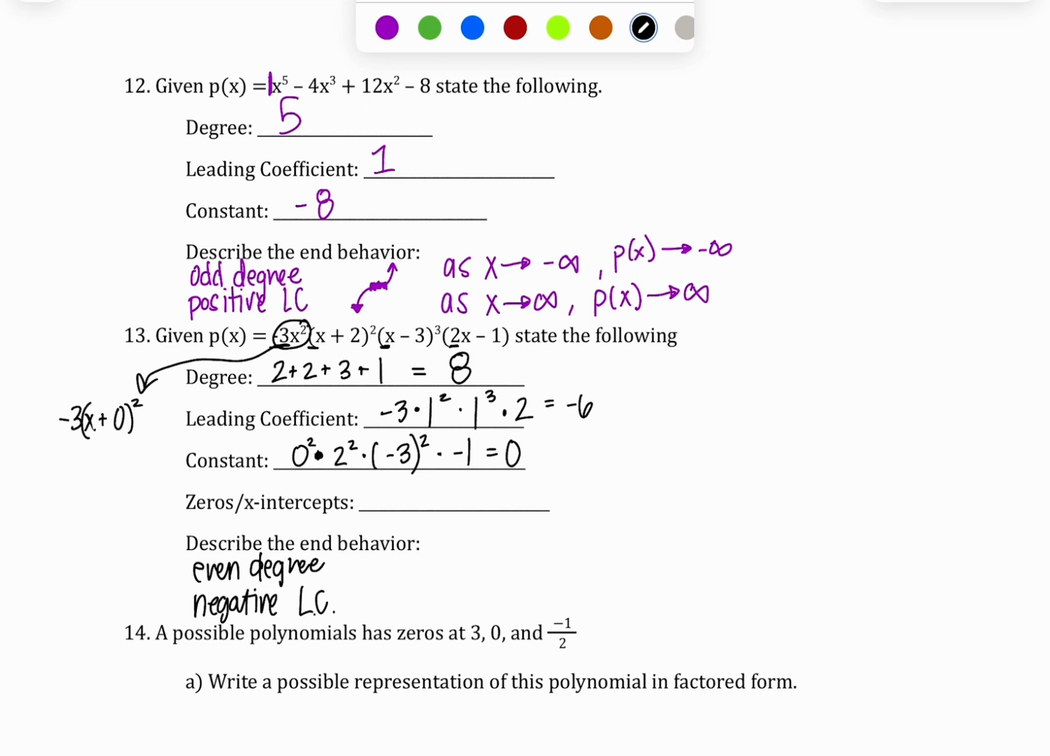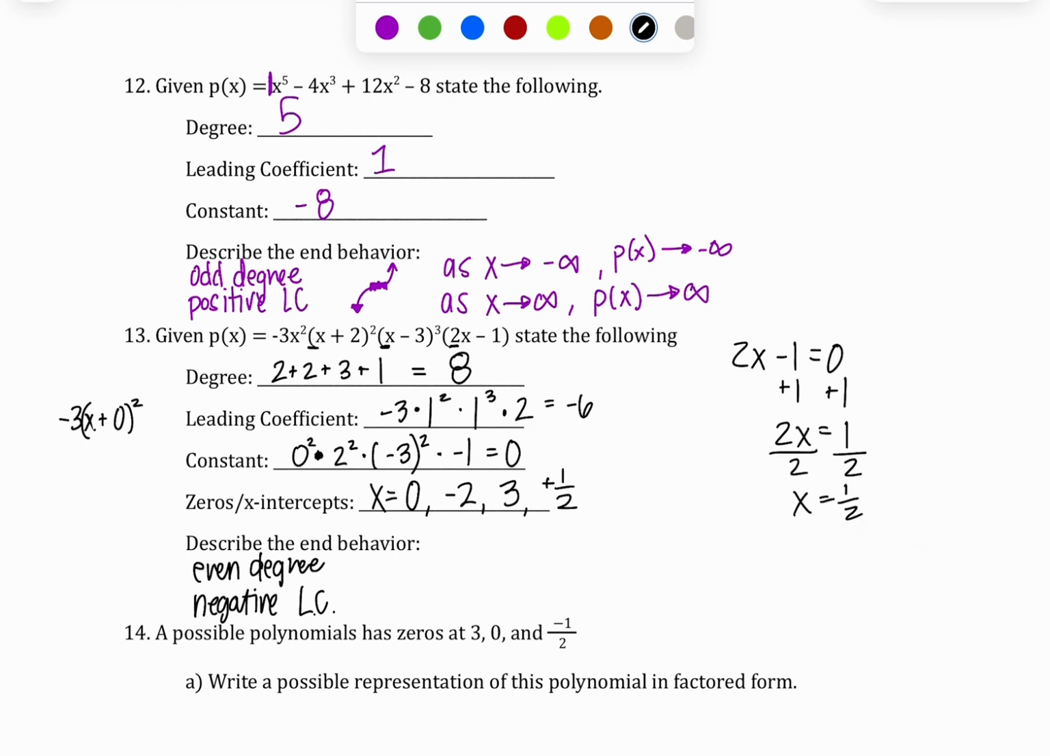And then because this is in factored form right now, we can see that the x-intercepts are where each factor is equal to 0. So on the first factor, negative 3x squared equals 0 at 0. And then we have negative 2, and then we have positive 3, and then we're going to have a positive 1/2 from where 2x minus 1 equals 0. And we can find that by simplifying it so that we get x all by itself. And that's how we get 1/2.